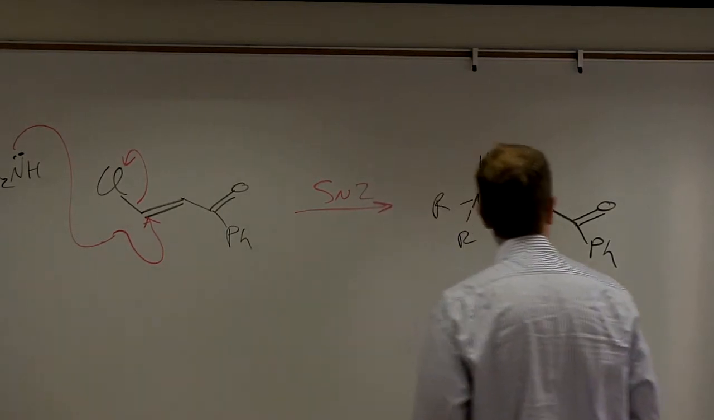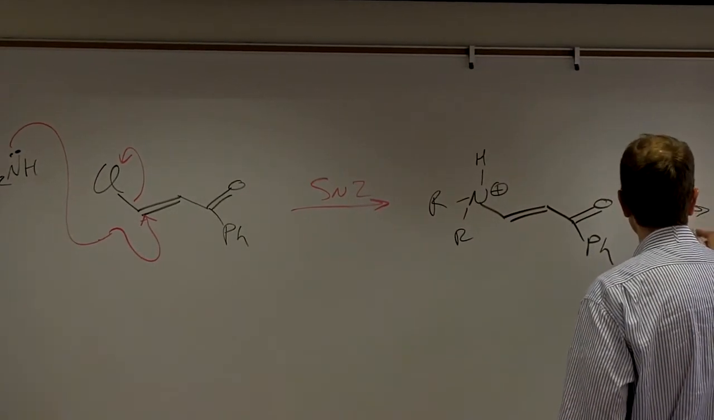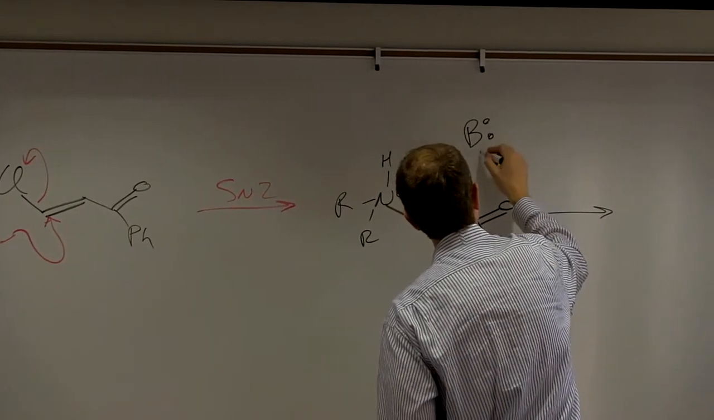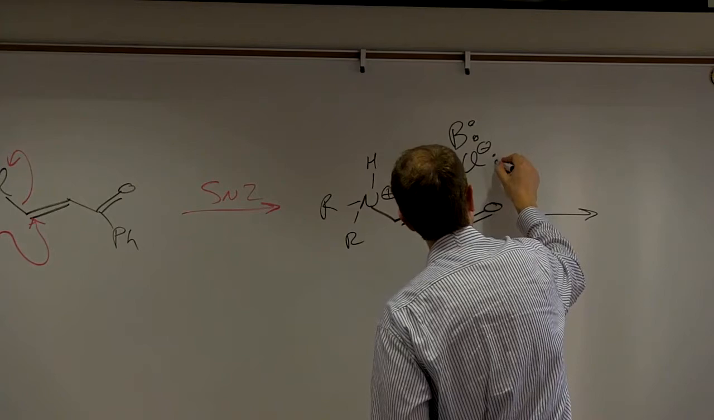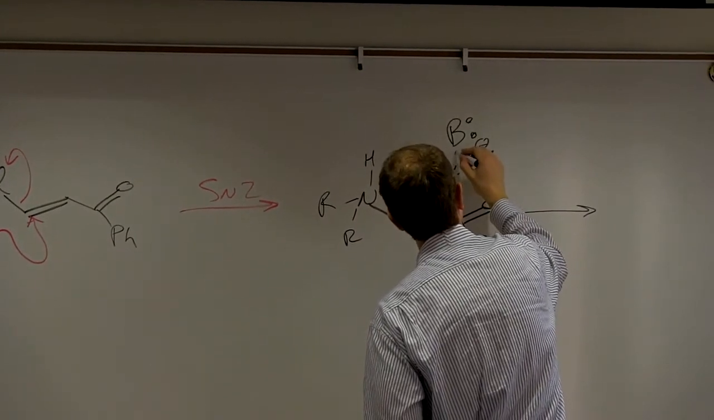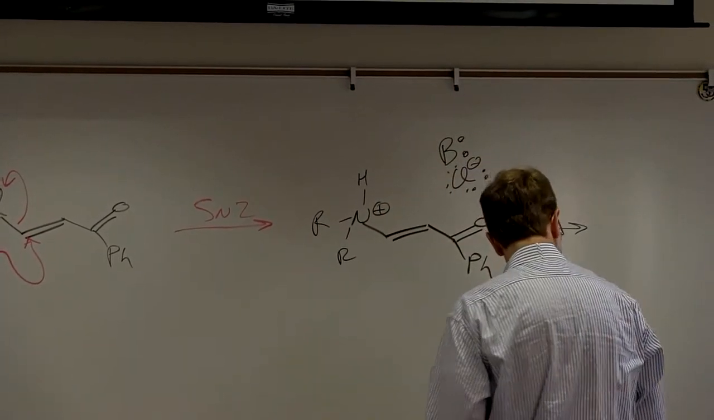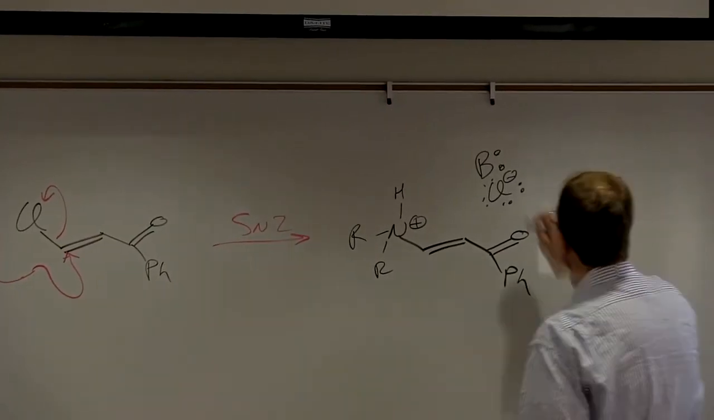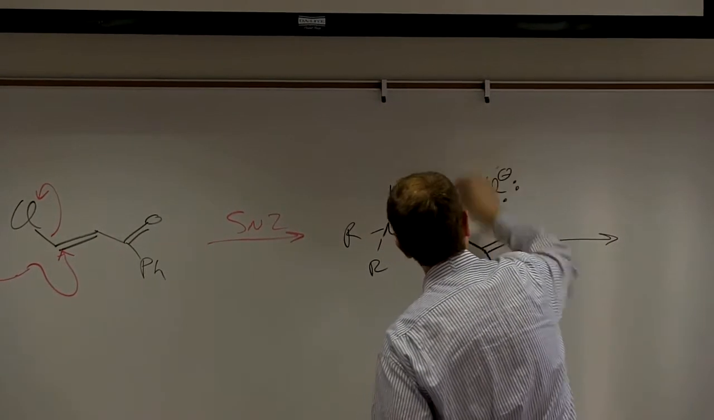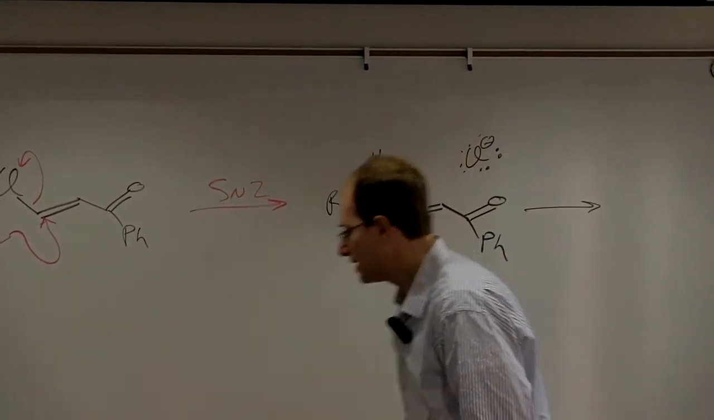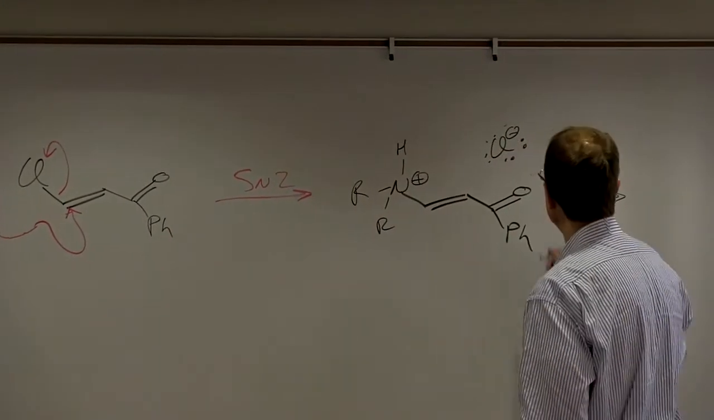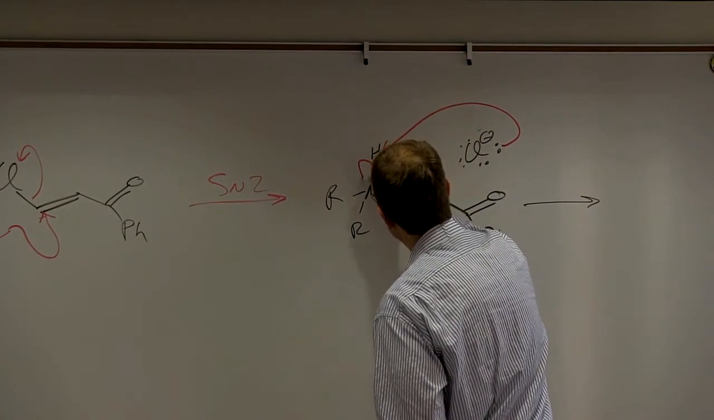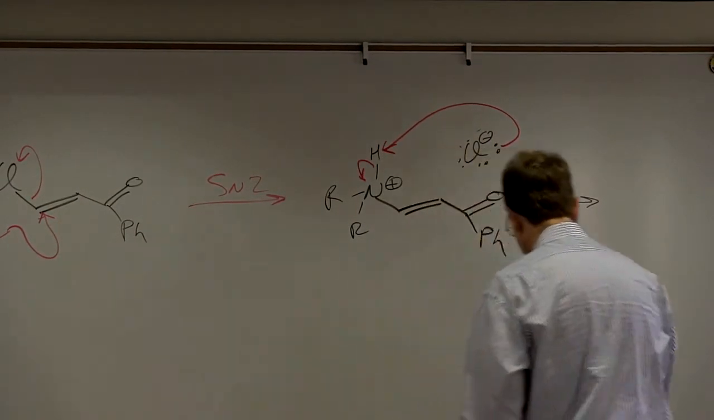And then this can lose a proton. I'll show this base. The base, for example, could be chloride. This base can deprotonate this nitrogen, giving us the product.